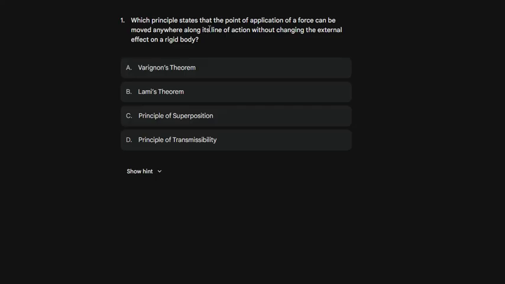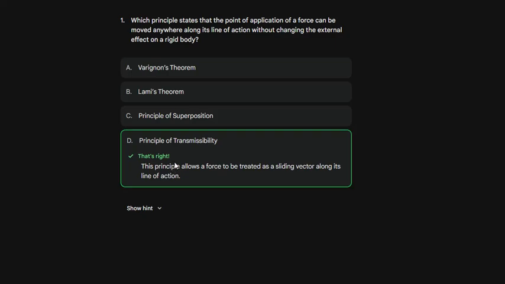Which principle states that the point of application of a force can be moved anywhere along its line of action without changing the external effect on the rigid body? That is called your principle of transmissibility. So this is the correct answer.